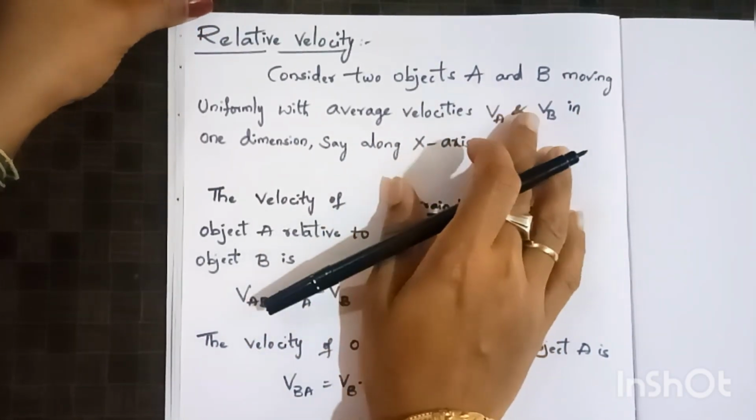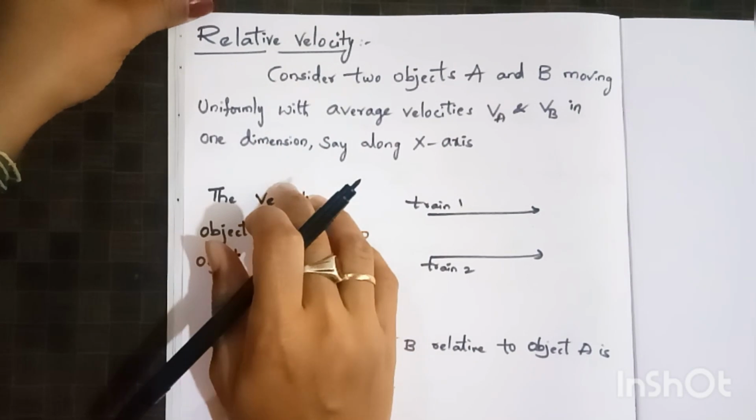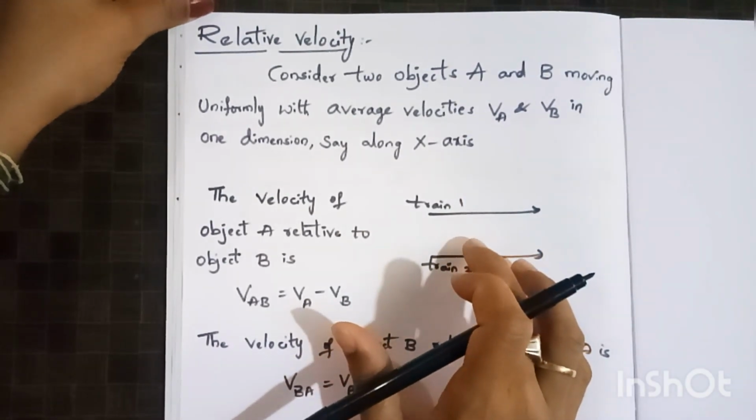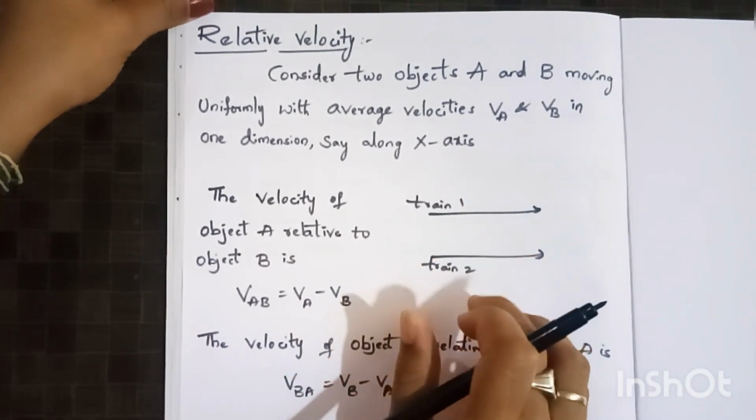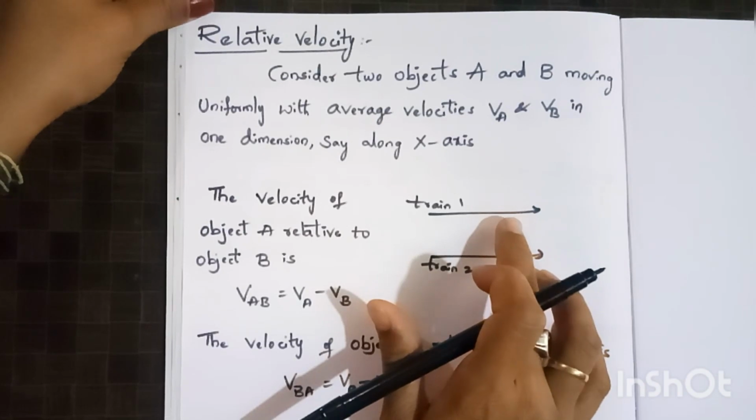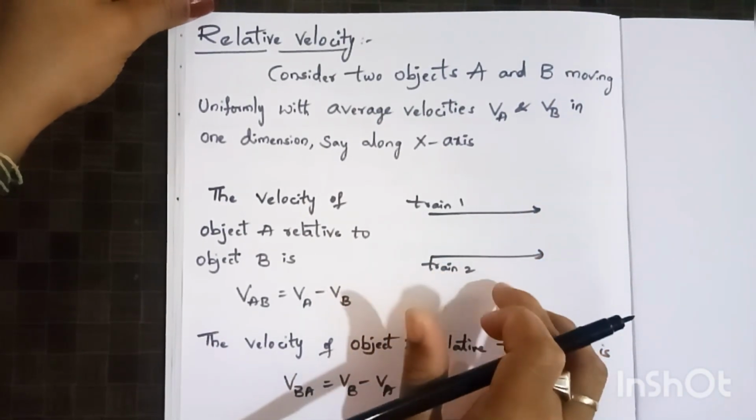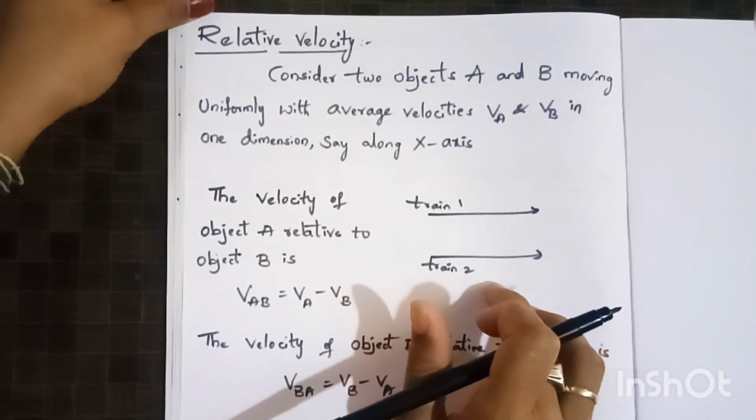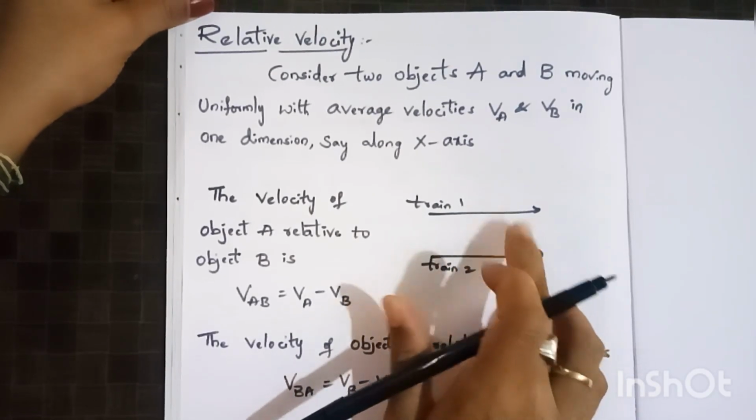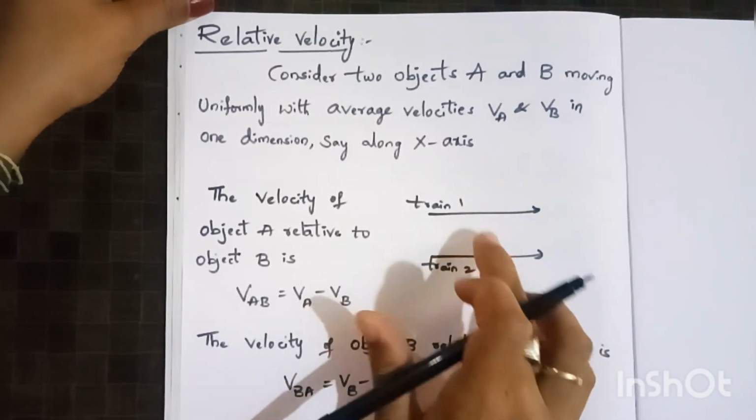So how can we find this relative velocity? I am going to explain one example. Suppose two trains, train 1 and train 2, are moving in the same direction on parallel tracks. Here one of the trains is overtaking the other. Suppose train 1 is overtaking train 2.